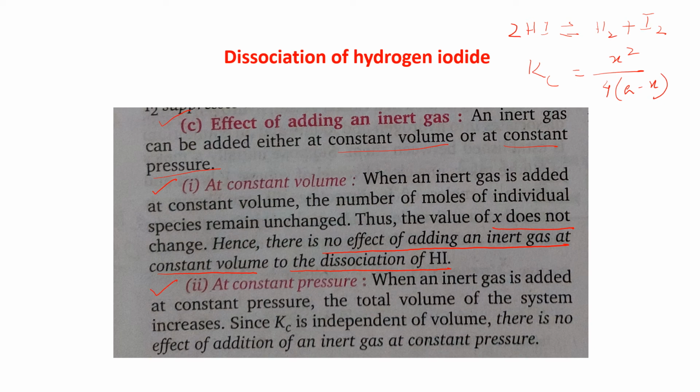Number 2, at constant pressure. Now, you are keeping the pressure constant, but you are adding the inert gas. In that case, the total volume of the system increases. But see this expression, Kc is independent of the volume. So, there is no effect of adding an inert gas at constant pressure. I hope you have understood.